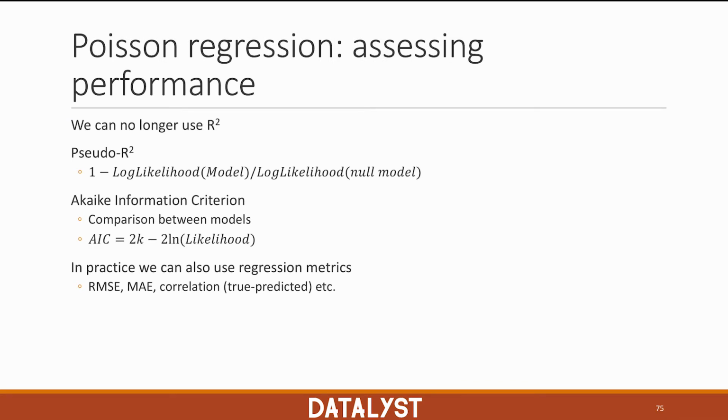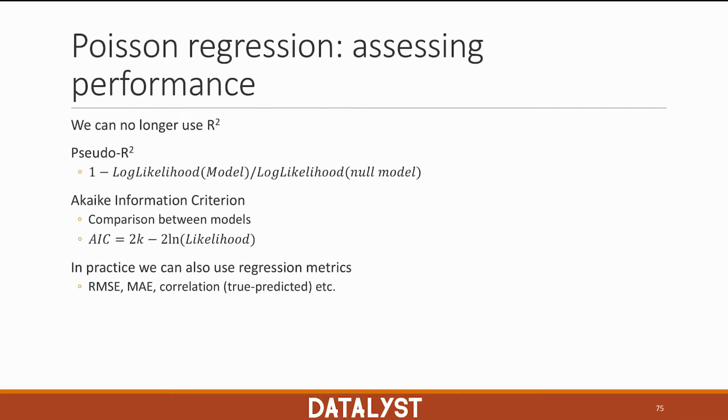So how can you assess the performance of Poisson regression? Unfortunately, in the generalized linear model, we no longer have R squared. In linear regression, we had the metric of R squared, which is translated also as the percentage of the variance explained. Unfortunately, that's no longer the case. What we have is the pseudo R squared, a metric defined as 1 minus the log likelihood of our model over the log likelihood of the null model. The null model is a model that's using only the intercept.